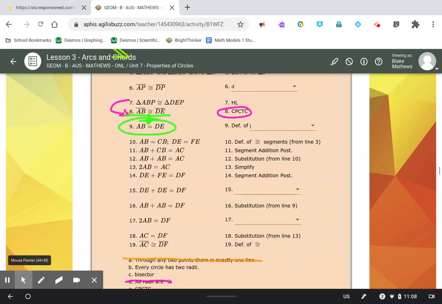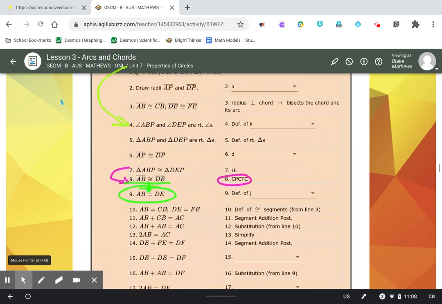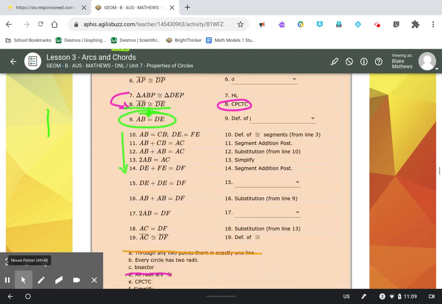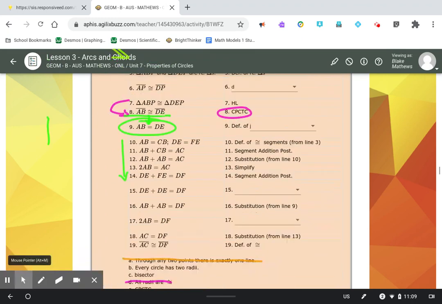Then they did AB is equal to CB and DE equals FE. That's coming from line 3. They even tell us that. Then we're using the segment addition postulate. We're simplifying that. We're working this out. All of these steps are basically us rearranging this equation until we get DE plus DE equals DF. And that's us doing substitution. That's going to be answer choice I.